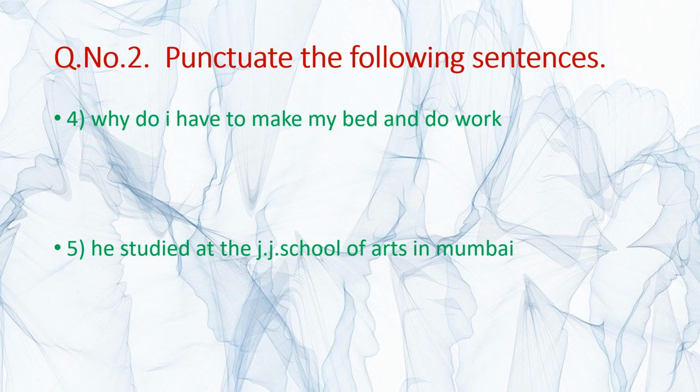Now see on your screen, students, 2 more sentences are given where you will have to punctuate on your own, and this I have given for you for practice. Now see the fourth one. Why do I have to make my bed and do work? And the fifth one that is given, the sentence: he studied at the J.J. School of Arts in Mumbai. So as we have done the earlier 3 and discussed, apply the same rules here, put the punctuations at the right place and complete the answers.